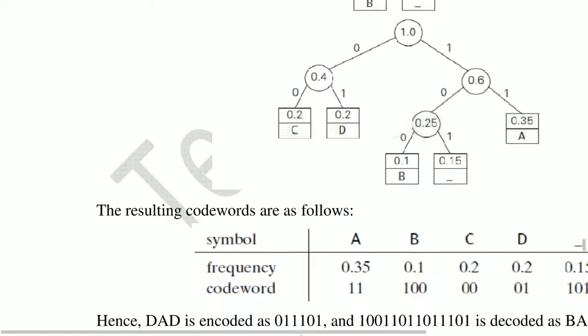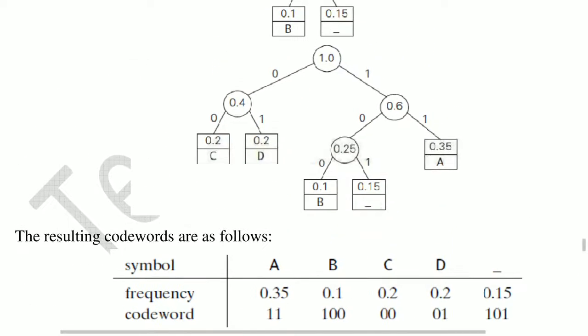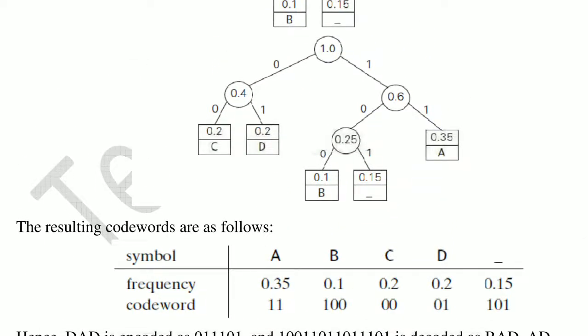So using this Huffman tree, now we'll have to decode the characters. Symbols: I have A, B, C, D, hyphen. Next, frequencies: 0.35 as given in the question. Now the newly formed code. What code do I give to these characters? As I said, in Huffman code, the character with the highest frequency will have the shorter code, and the character with the lower frequency will have the longer code.